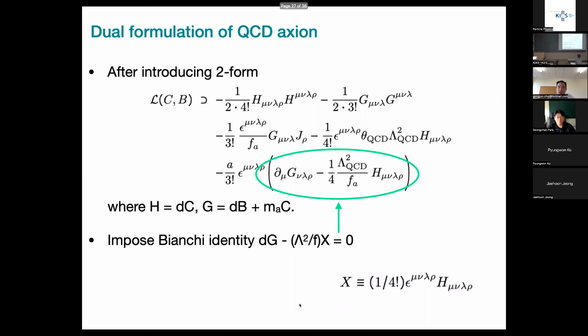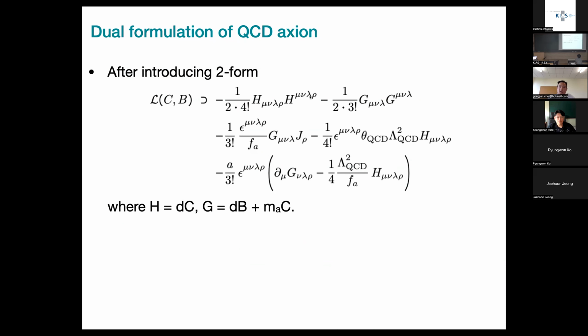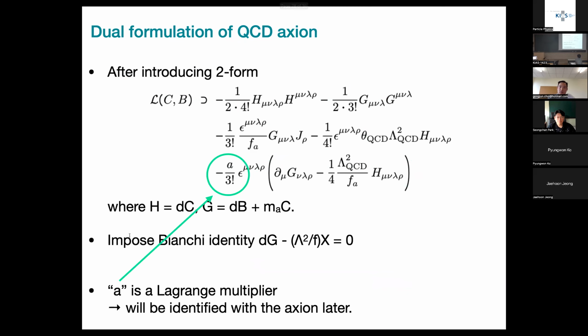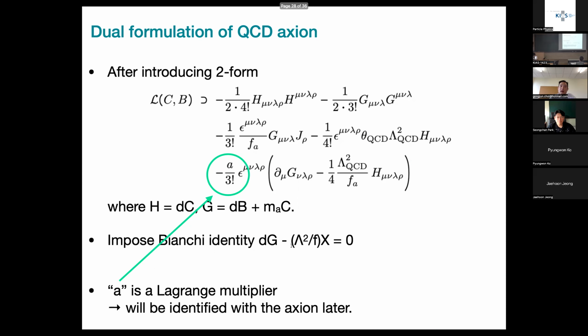I am talking about how we could dualize the two-form theory to have the axion theory. And then you construct the Lagrangian. And the key point is you can impose the Bianchi identity due to this identity. And in imposing the Bianchi identity, you need a Lagrangian multiplier. Therefore, the QCD axion in this dual formulation will be realized as a Lagrangian multiplier for this Bianchi identity. So this was the story for the two-form and three-form.